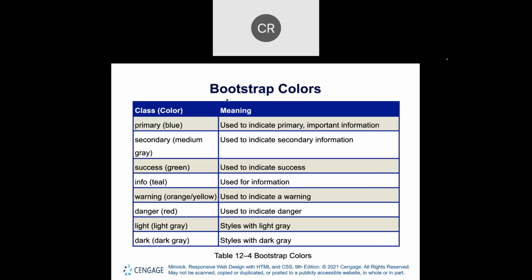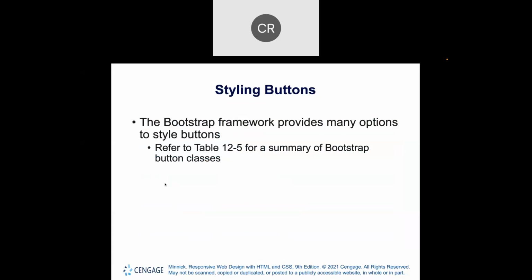Here are some of the Bootstrap colors. The primary is blue, indicating the primary information. Secondary is gray, success is green. And you see how it comes down there, and you can check this out. We do know red is danger, and we have different colors for how things would mean in Bootstrap, and you can look at that yourself.